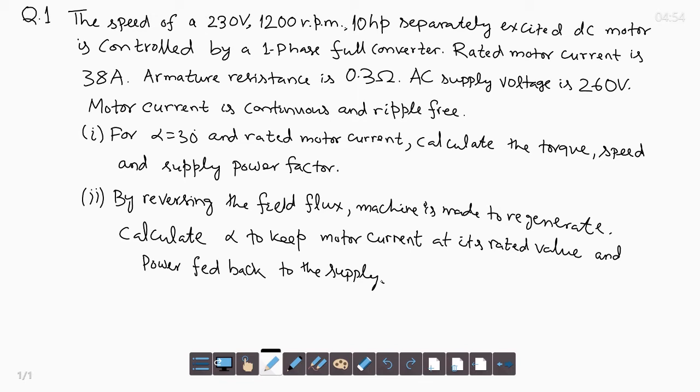First bit, for alpha equals 30 degree and rated motor current, calculate the torque, speed and supply power factor. Second bit, by reversing the field flux, the machine is made to regenerate. Calculate alpha to keep motor current at its rated value, and the power fed back to the supply.